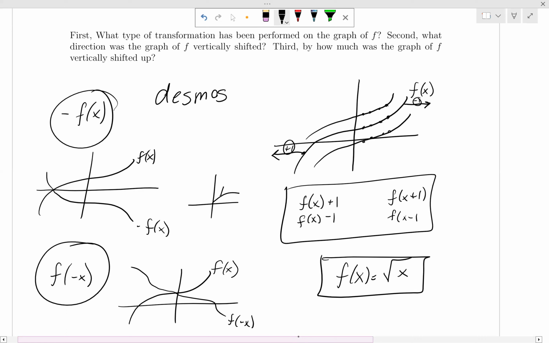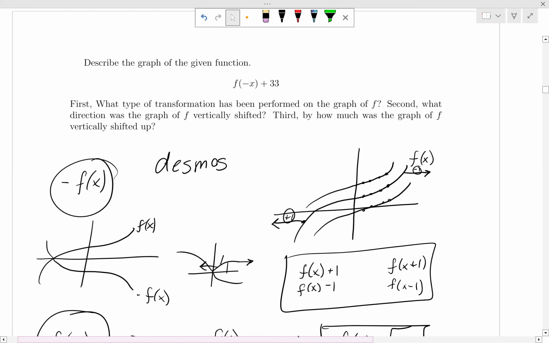Plus 1 moves it up. Minus 1 on the outside moves it down. Plus 1 on the inside moves it to the left. Minus 1 on the inside moves it to the right. Negative f of x flips it about the x-axis. F of negative x flips it across the y-axis. So you can kind of play with this function and convince yourself that it's true.